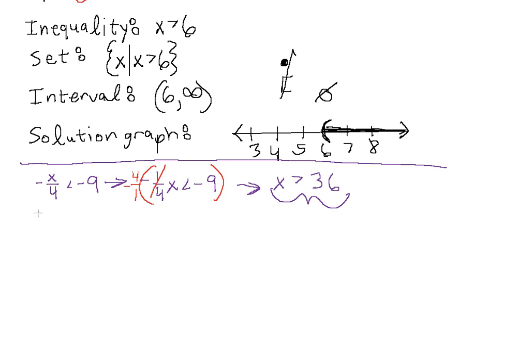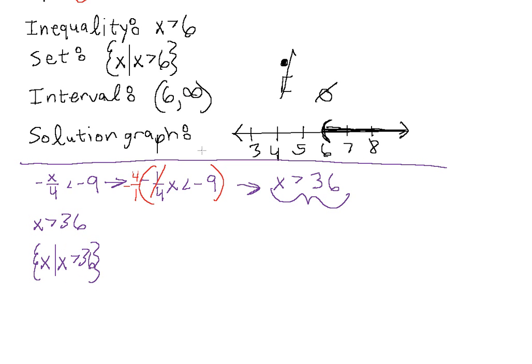So we have inequality notation, which is x is greater than 36. We have set notation, which is the set of all values x such that x is a real number greater than 36. That's set notation.